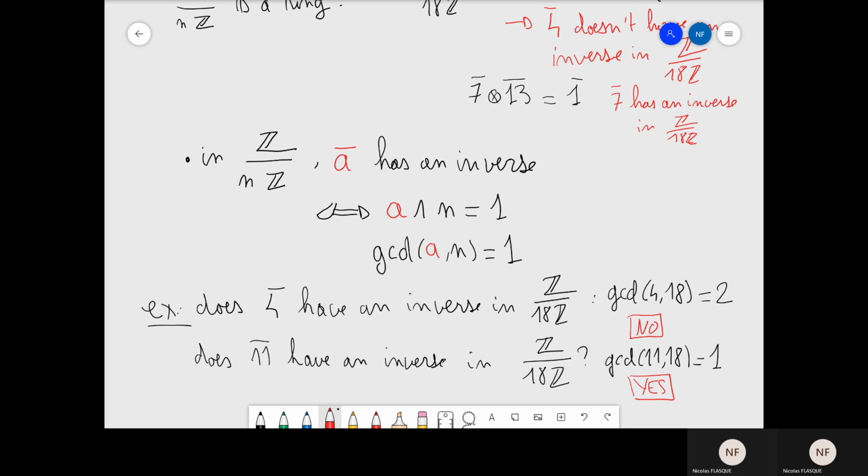So this doesn't tell us what the inverse is. We'll see in a few moments how one can calculate the inverse of an element in Z over NZ using the extended Euclid algorithm we already know. But for the moment, remember that depending on the value of n in Z over NZ, some elements have an inverse, some others don't. So in order to know if an element has an inverse or not, just compute the GCD of this element and the value of n to get the answer.